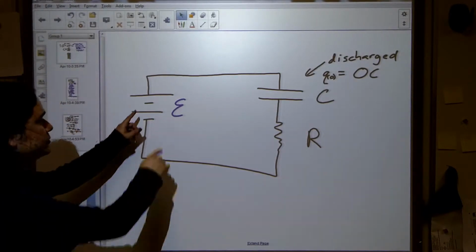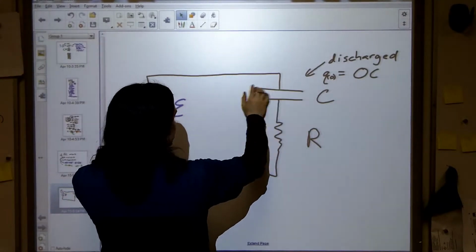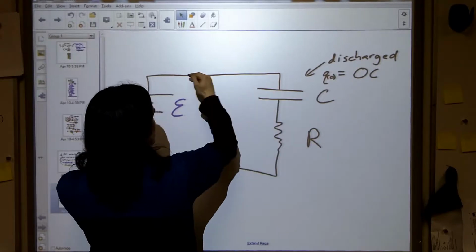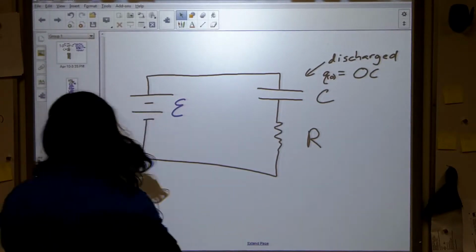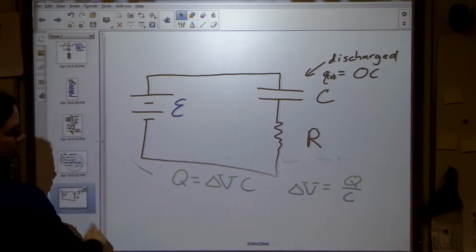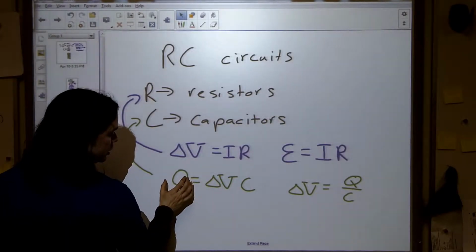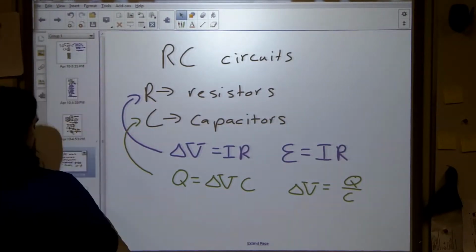The problem is, as charges start building up on this positive plate, they start pushing back against the battery. This is why, as I mentioned before, the capacitance is a function for how much charge it can have for the potential across it.